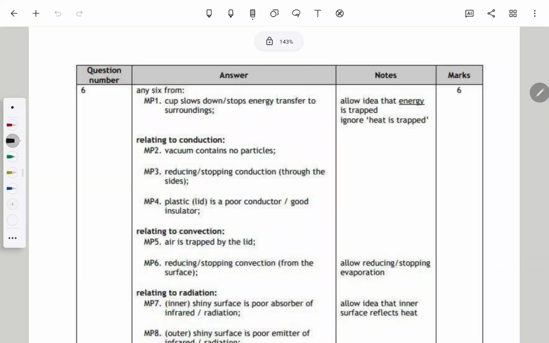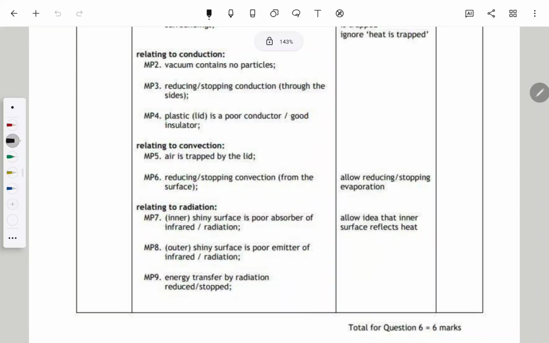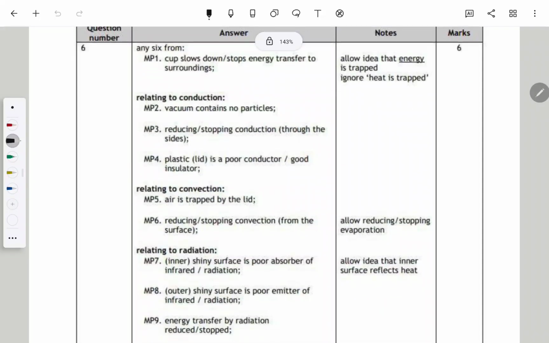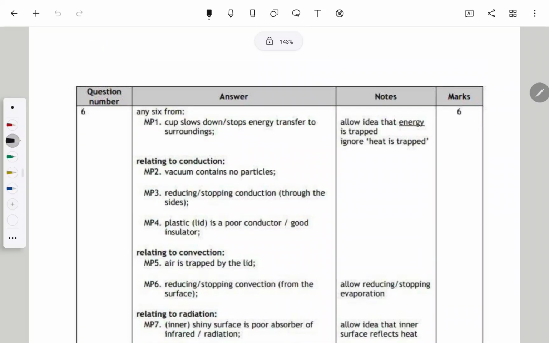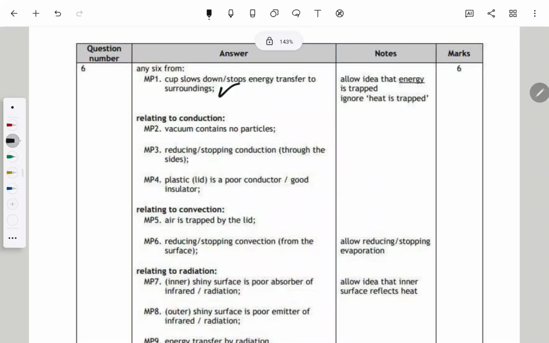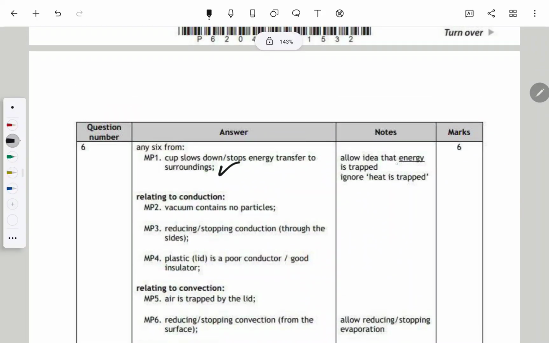It says right here, any 6 from, so it gives you 1, 2, 3, 4, 5, 6, 7, 8, 9 options to answer it. And as long as you mention 6 points, and there are 6 of those 9, you would get the good answer for it. All right, so we can check that it says the cup slows down, stops energy transfer to the surrounding, which is a startup point, and they would have given you a mark for it, even though you wouldn't have explained how, but you know. Even if you said the words energy is trapped, you would have still been allowed.